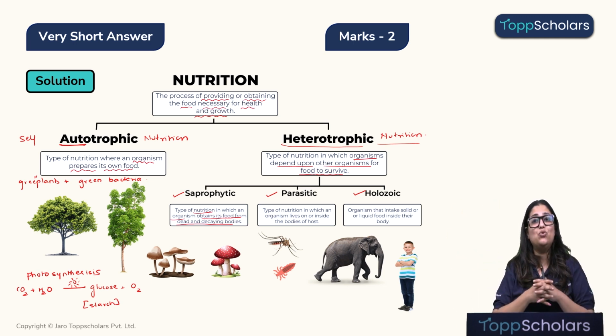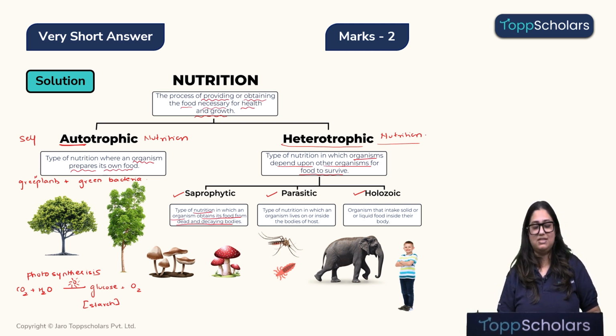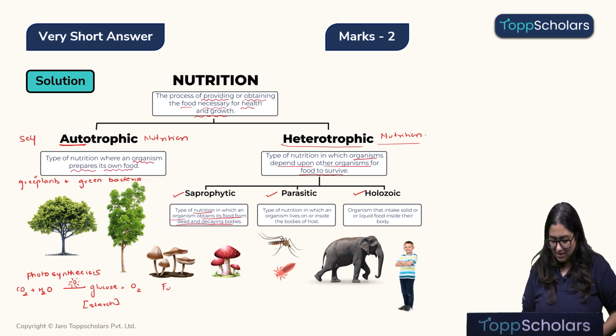So organisms who depend on dead organisms to obtain their food, this mode of nutrition is known as saprophytic mode of nutrition, and these organisms are known as saprophytes. So who are saprophytes? It is various fungi and various bacteria.